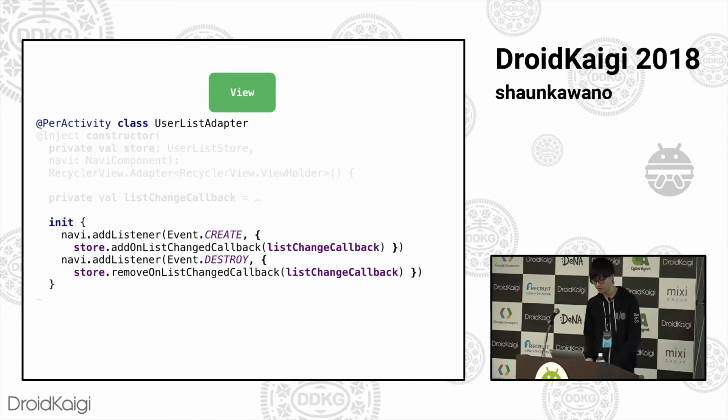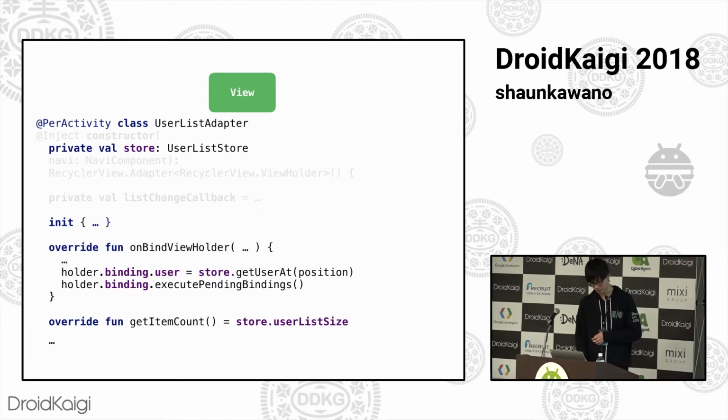And inside the adapter, just like stores, we add or remove a change callback based on the activity's lifecycle event. So on create, we add the callback, and on destroy, we remove it. And just like we normally do, we implement our override on bind view holder and get item count. And for the data, we use all the data from the store.